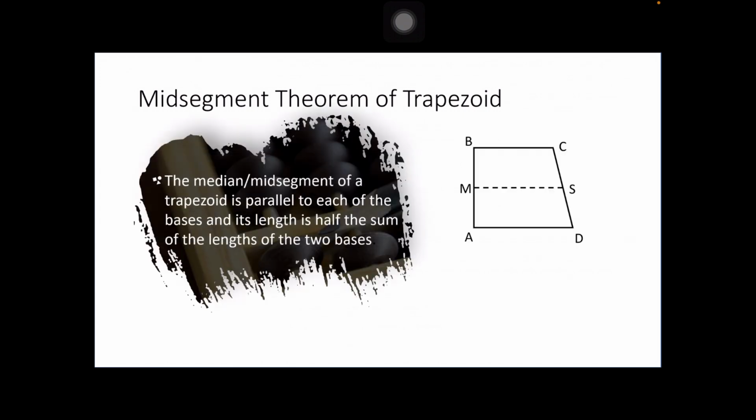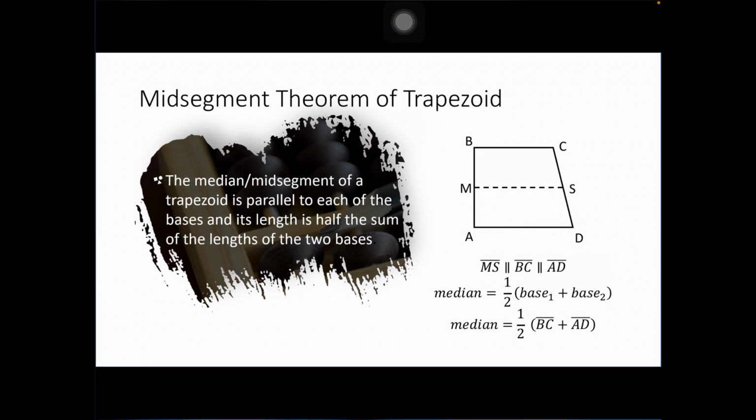Ayan. Mid-segment theorem of trapezoid. The median or mid-segment of a trapezoid is parallel to each of the bases and its length is half the sum of the lengths of the two bases. Yan, ganito po. Ibig sabihin daw, this median or mid-segment is parallel to BC and parallel to AD. And then, for us to get the median, we need to add the two bases times 1/2.